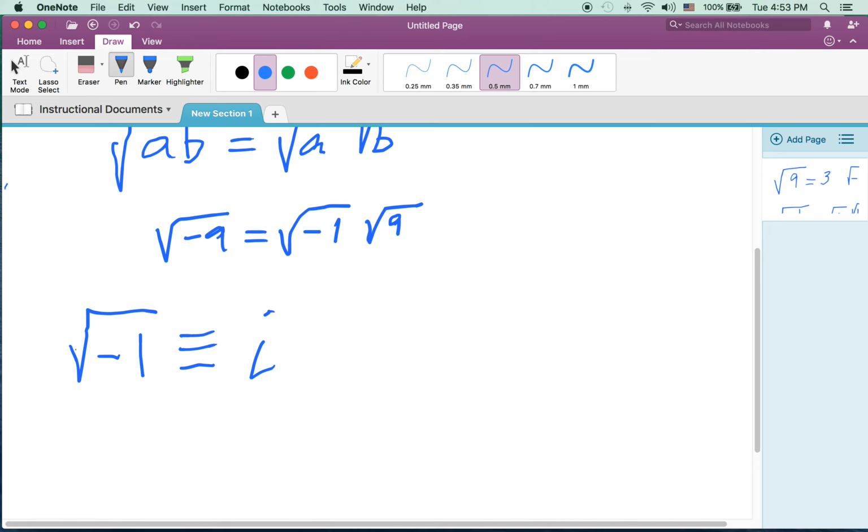We'll use this letter i to denote that. So now we know that the square root of negative 9 is the letter i times 3.